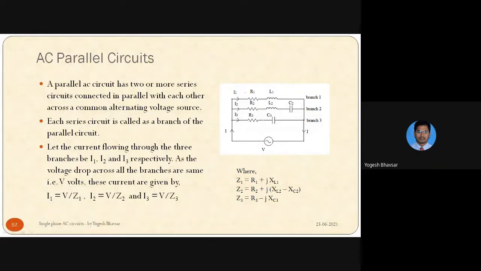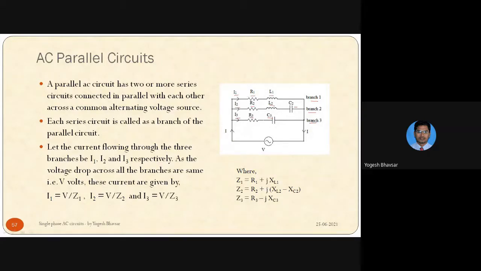In this first branch, we can have the resistor R1 and inductance L1. This is branch 1, where the current flowing is I1. Branch 2 has resistance R2, inductance L2, capacitance C2. This is branch 2, current flowing is I2. And branch 3 has only resistance R3 and capacitance C3. This is branch 3 and the current flowing is I3. Now, these are the three branches. In these branches, there will be a series combination of any of the elements.